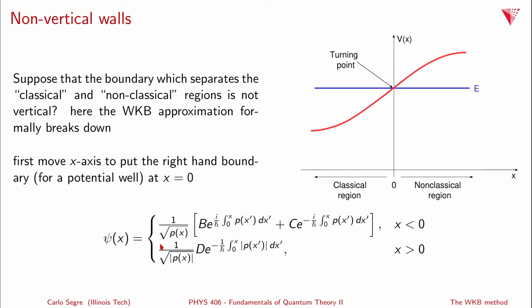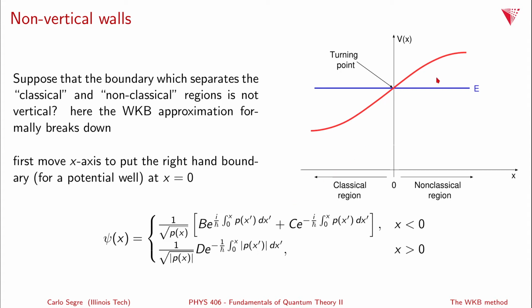So in the classical region, we have an incident wave and a reflected wave, and those are written here: 1 over the square root of the momentum times b e to the i over h bar integral from x 0 to x of p of x prime dx prime, plus c e to the minus i over h bar integral from 0 to x of p of x prime dx prime, where x is now negative, less than 0. So we're integrating out from the origin, where the potential energy and the total energy are equal, down to a point x out here. That's the WKB formalism.